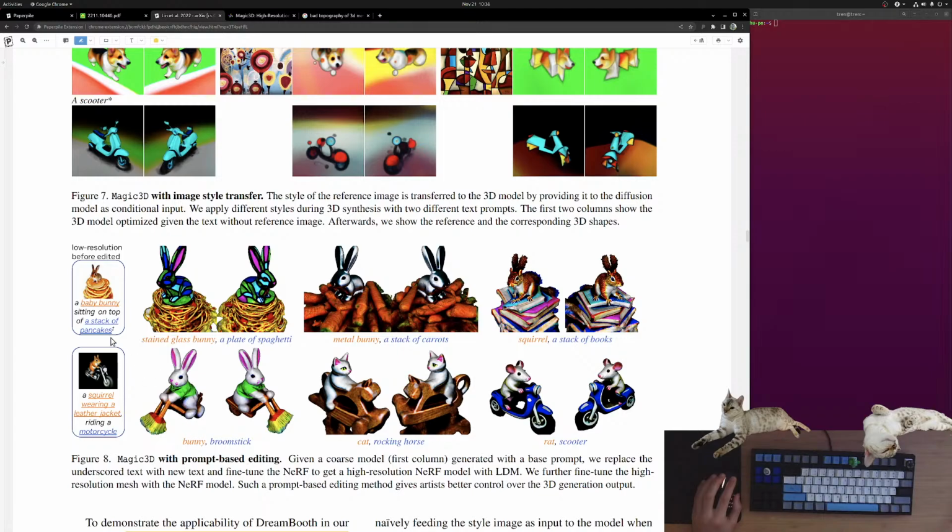Magic3D prompt-based editing. This is the low resolution image coming out of the first stage of the first diffusion model that generates directly in image space. This is the text that it's conditioned on. And this is the modification of the prompt. They're replacing this blue part here with the blue part here. So they're replacing stack of pancakes with plate of spaghetti, and they're replacing baby bunny with stained glass bunny.